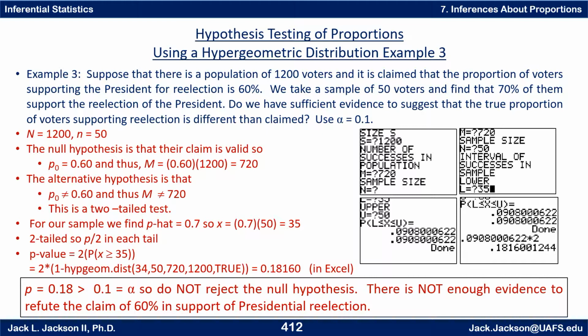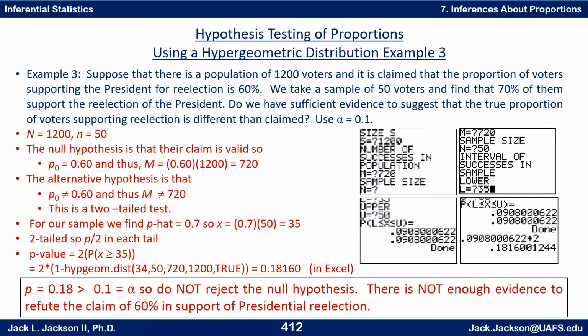Well, 0.18 is greater than 0.1, which was alpha, so we do not reject the null hypothesis. There is not enough evidence to refute the claim of 60% in support of the presidential re-election. So that gives you at least 3 examples. We did a left-tailed, a right-tailed, and a two-tailed example of hypothesis testing of proportions using a hypergeometric distribution.